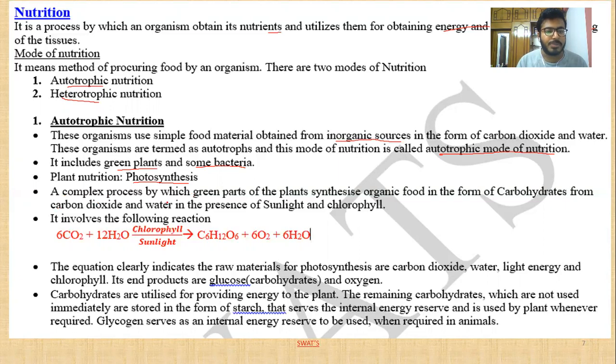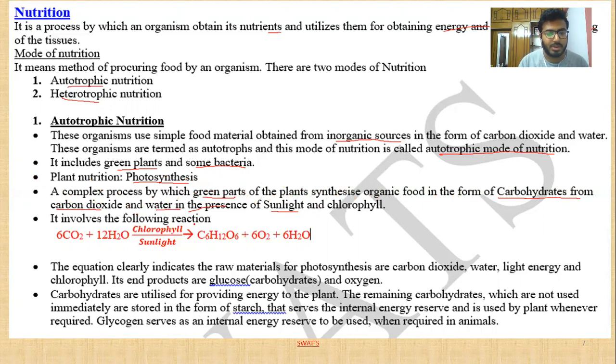Photosynthesis is a complex process by which green parts of the plant, see and remember, only green parts, no yellow parts, will form this photosynthesis, because of the presence of chlorophyll. The plants synthesize organic food in the form of carbohydrate from carbon dioxide and water in the presence of sunlight and chlorophyll. So there is a need for green parts, chlorophyll should be there. And what else is needed? Sunlight, carbon dioxide, and water are required.